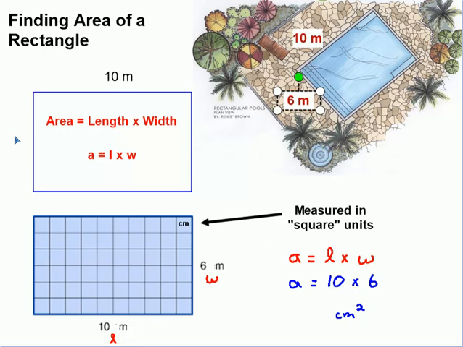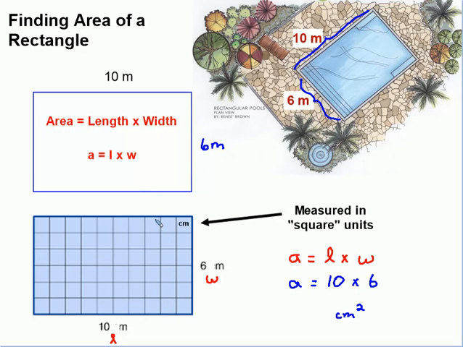Now you'll probably remember from the past that to find the area of a rectangle, we simply multiply its length, which is right along here, by its width. What you may not have talked about is why that makes sense. So let's take just a couple of seconds here and think about that. So we have here our 10-meter rectangle by our 6-meter wide rectangle. And what does that mean?